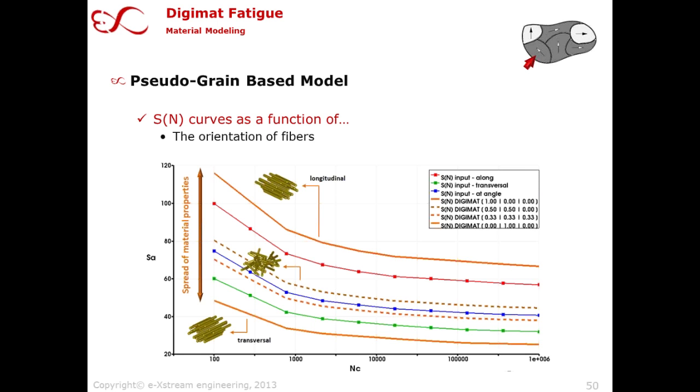Now, what kind of fatigue models do we offer? First one that we have is a pseudograin-based model. So it incorporates the idea of the pseudograins again, but basically what it does is you input measurements of your SN curves, which are anisotropic, and the material model can interpolate and extrapolate based on micromechanics the response for the unknown fiber orientation. So this model is definitely a good model to start with for short fiber reinforced plastic.